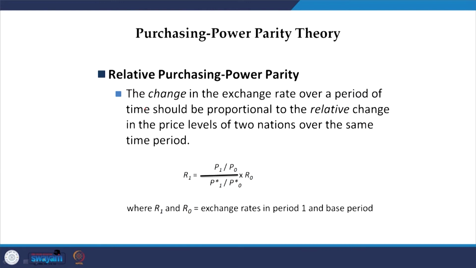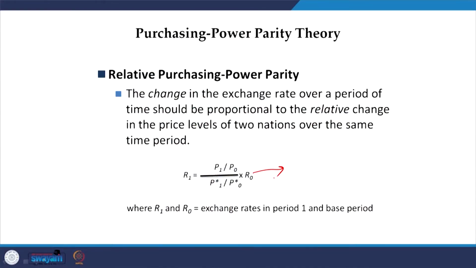So, P1 is the price in the present period and P naught the price in the previous period of the domestic country, divided by the relative prices with the present and the base year prices, and their ratio times R naught. R1 is the exchange rate in period 1 and R naught is the exchange rate in period 0. So, basically R naught is the nominal exchange rate in the base year period. Okay.